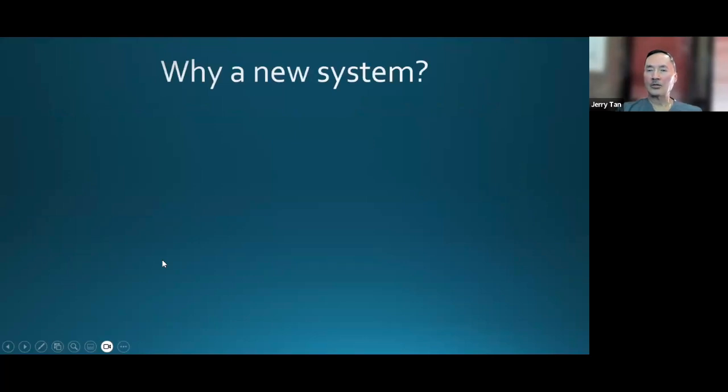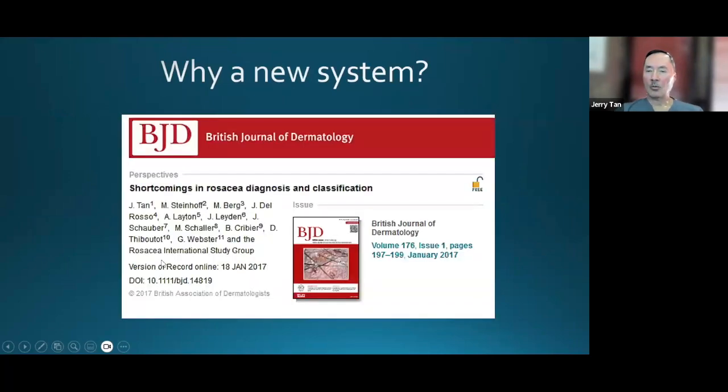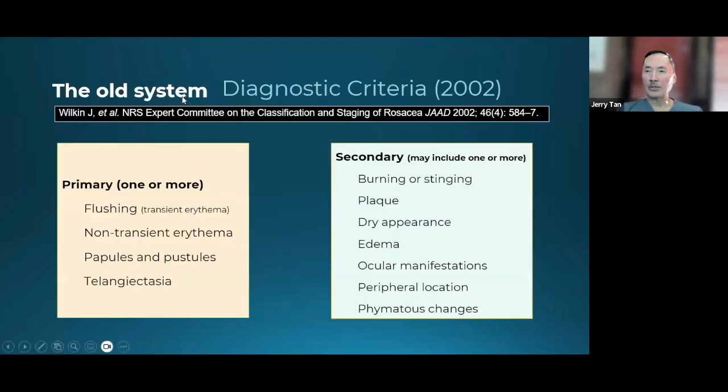So why was a new system required? Well, we identified shortcomings in rosacea diagnosis and classification. In the old system, the diagnostic criteria were based on primary features being present, one or more, and secondary features which were by themselves not necessarily diagnostic. The primary ones were. What were they? Flushing, non-transient erythema, papules and pustules, and telangiectasias.